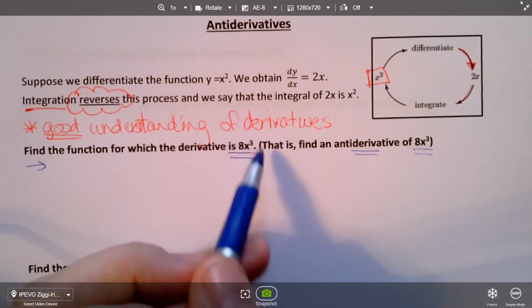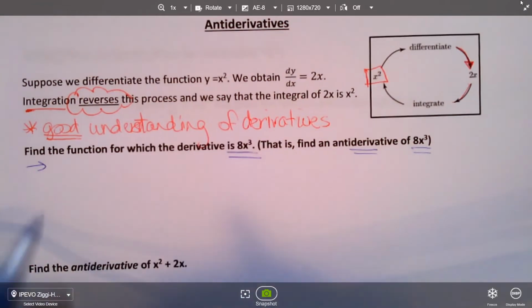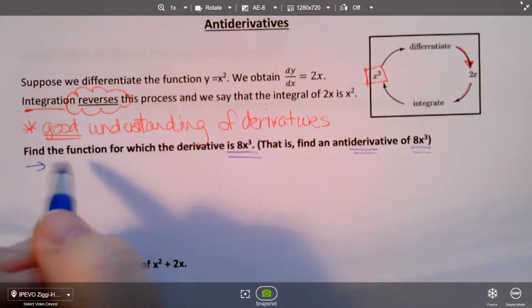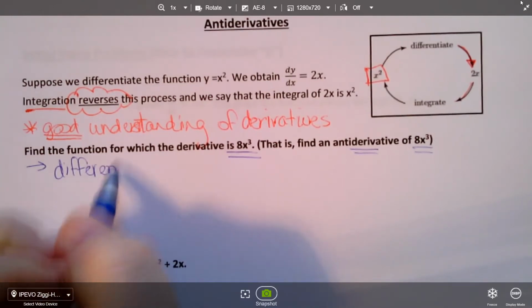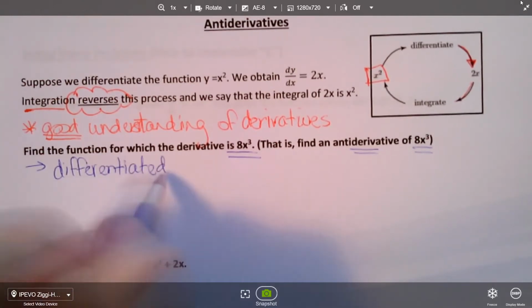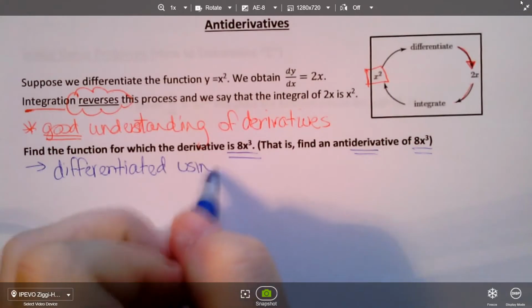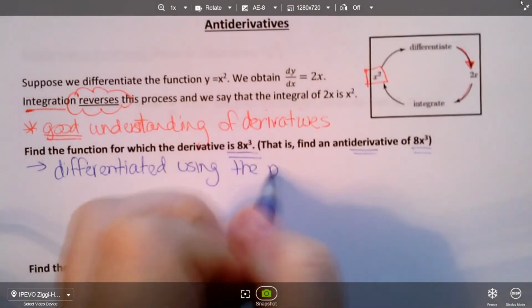So your goal is to figure out, what did I take the derivative of that gave me this? You got to work backwards. What would I have taken the derivative of to give me that? Well, on first look, I would say I differentiated using the power rule.